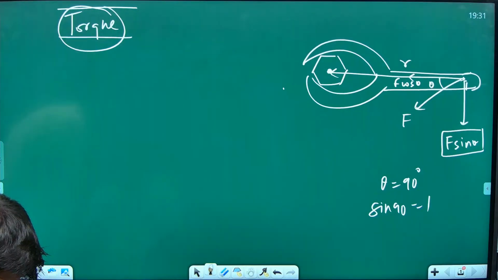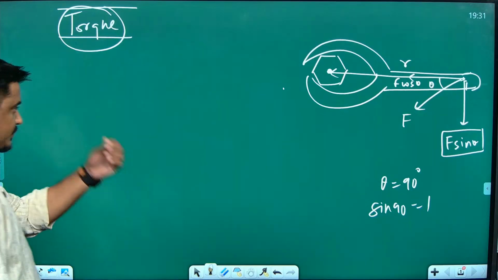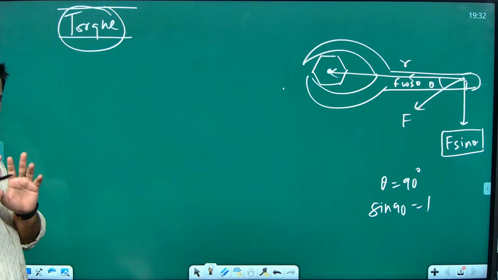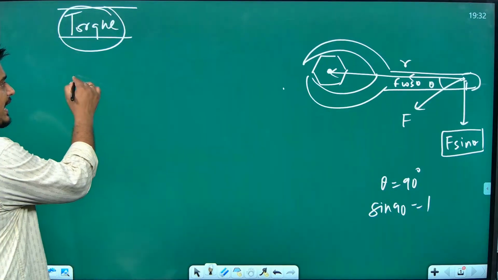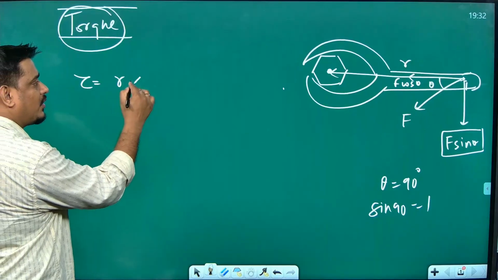Definition? Distance of the force from the axis of rotation, right? I will tell you. There are two things I have told now, please pay attention, I will come to your point. I have told torque is equal to R cross F.